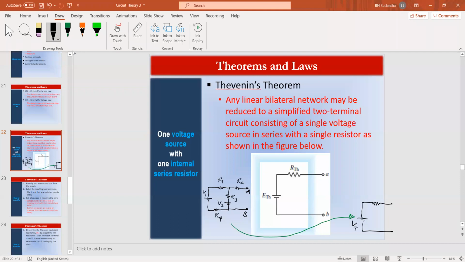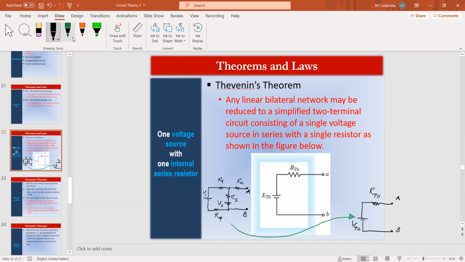We call this the Thevenin voltage, and one resistor, the Thevenin resistor, and after that these two ends. So instead of this complicated circuit, you can have a simplified version of that. But remember, this is a representation, not a real thing. This RTH is not a real resistor, and this VTH is not a real voltage source. But you can simplify this complicated diagram into this type of simple one.